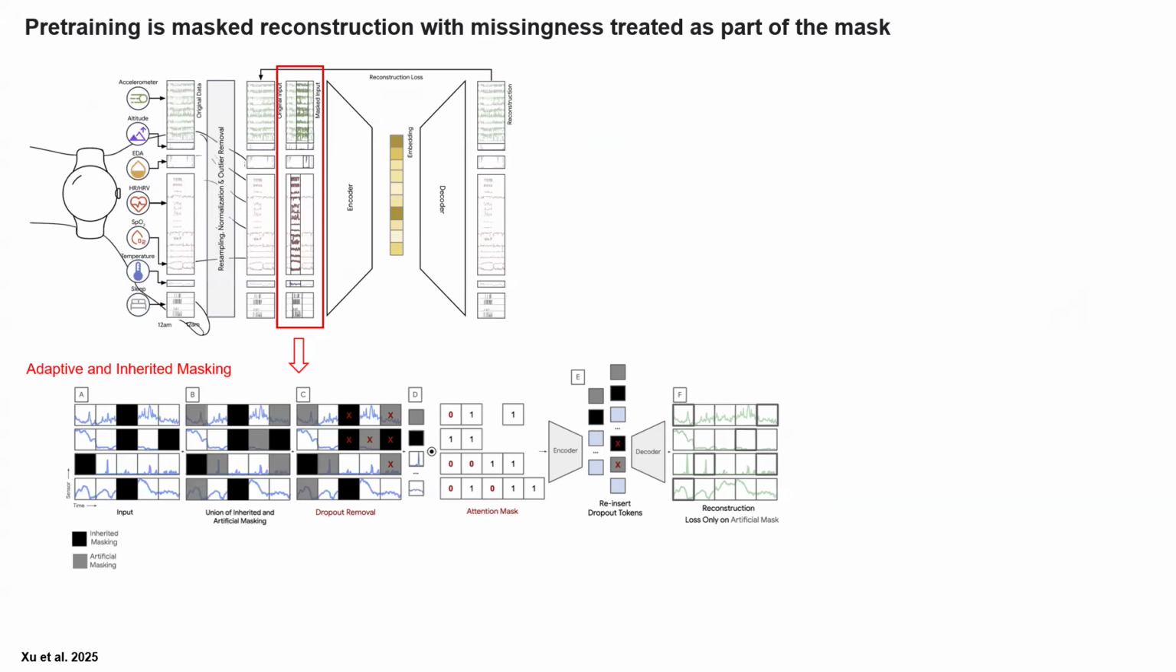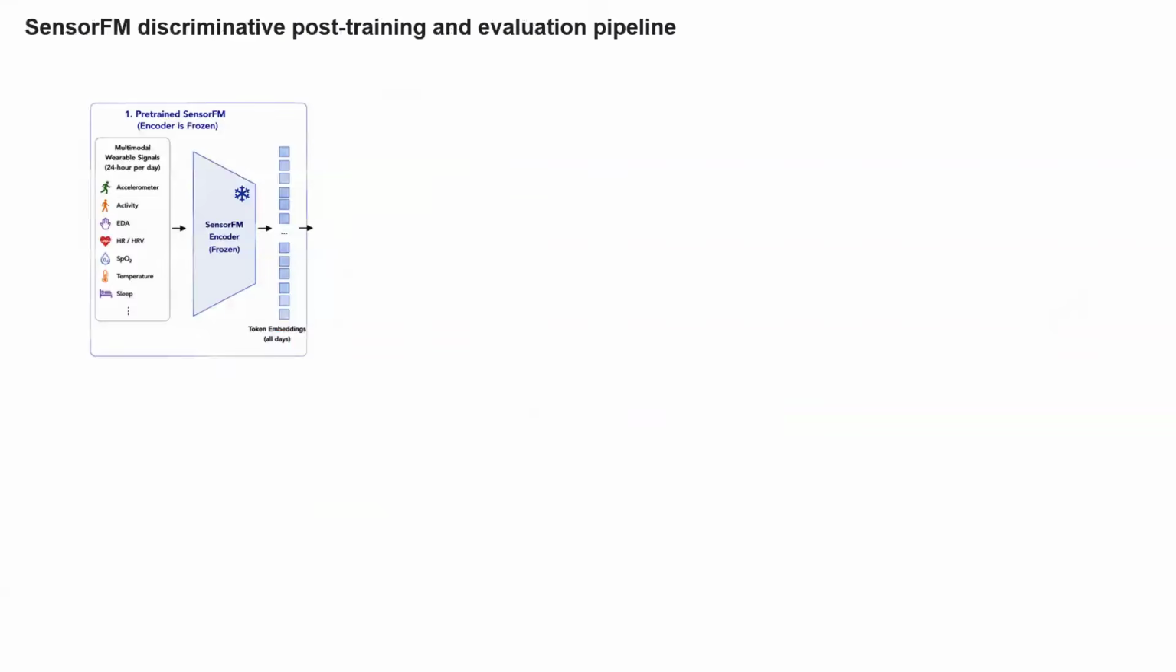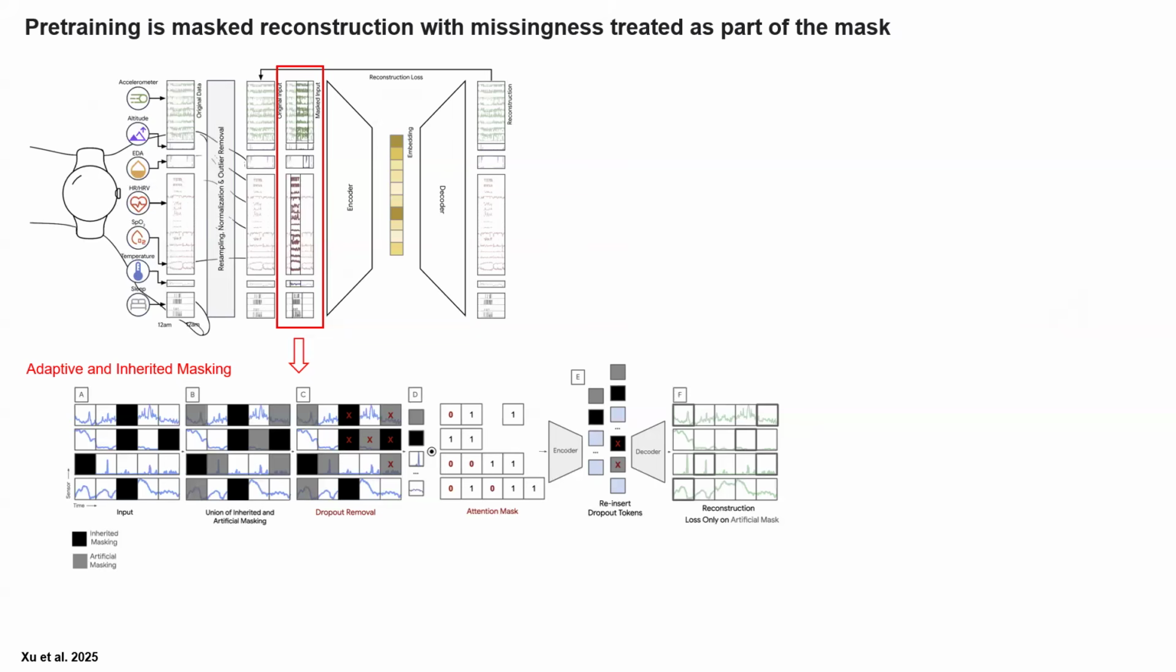Inherited masking and the artificial mask. Inherited masking is the already missing information in the data, and the artificial masking is where they introduce missing data so that they know the information that is missing. Then they use that to gauge how well the model is performing in recovering the missing information.